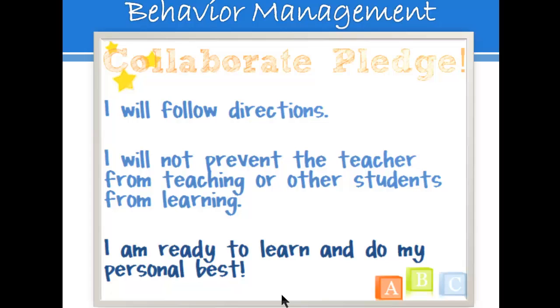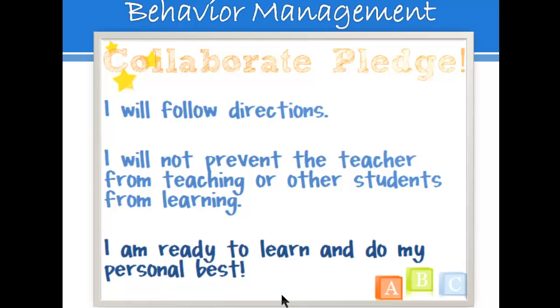So the biggest piece for me was behavior management. I have these students who are sitting on the other side of a computer screen and I can't really see what they're doing. So some of that, especially at the kindergarten age, some of that responsibility is put back on the parents because they're the ones who can see if they're looking at the screen or they're looking at the ceiling or they're playing with the dog. But we also have a Collaborate pledge for the students to follow every day to have common language between home and school and explain to the students what we expect from them.